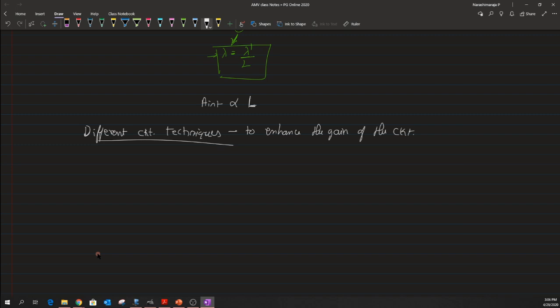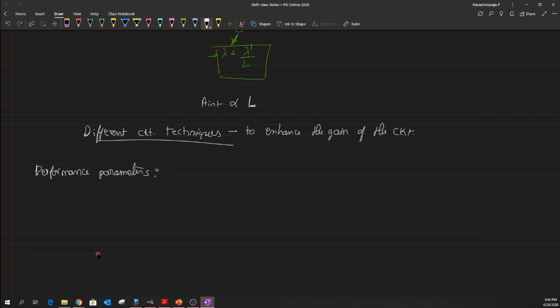These parameters that I am about to discuss are also termed performance parameters. Today our main focus will be on these parameters, and probably today's and tomorrow's class would be mainly focused on these performance parameters, and later we'll move on to the different circuit techniques used to enhance the gain of the system.